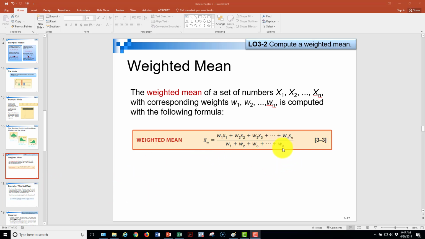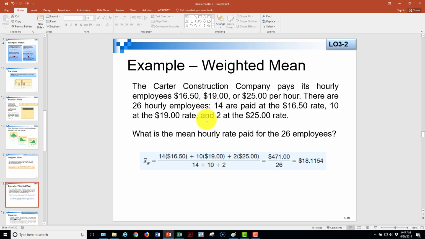Actually, with the computation of the mean, we do that too, and I will show you that in a moment. As an illustration of the weighted mean, for example, the Carter Construction Company pays its hourly employees $16.50, $19, and $25. There are 26 hourly employees. 14 are paid $16.50, 10 are paid $19, and 2 are paid $25. What is the mean hourly rate paid for the 26 employees?